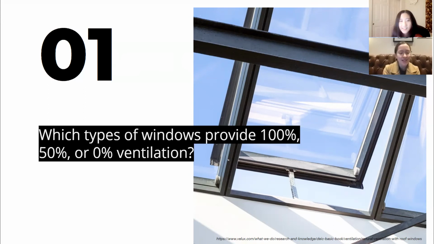Great. So here's a question that we came up with. Which types of windows provide 100%, 50%, or 0% of ventilation? So windows that provide 100% are the ones that you can open fully, such as a casement, awning, or hopper windows. These are the windows that open with the turn of a hinge. Now, windows that provide 50% ventilation are the single hung and the sliding windows. Lastly, 0% ventilation is achieved only through fixed windows.